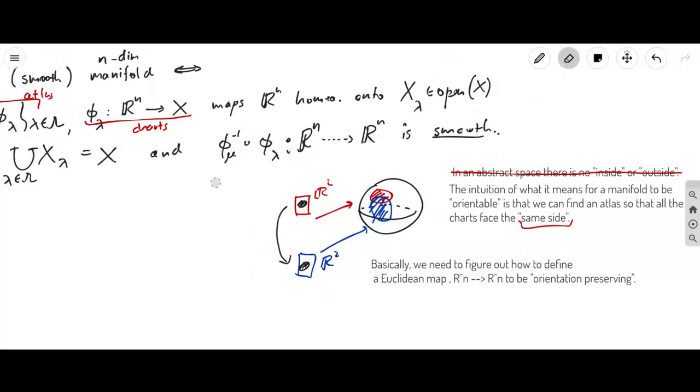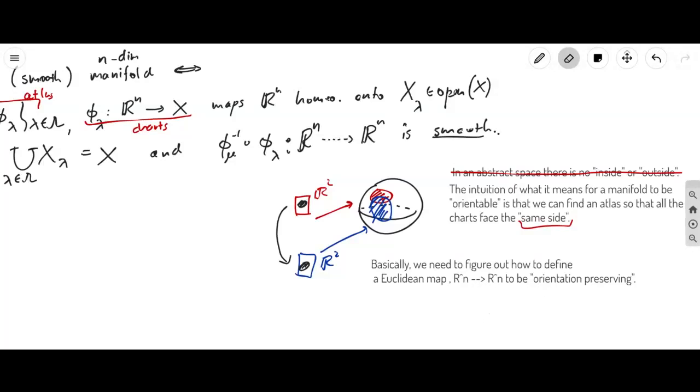Okay, so the intuition here is that when something is orientable, there is a way to map all of the charts into your space so they face the same way. We're not going to talk about inside or outside, because that does not really make sense in an abstract space, but it would be possible to talk about facing the same way. That's what we want to get to, and that's what we call an orientable manifold. And we'll make the definition, of course, more rigorous. And we want to define what it means to be orientation preserving.